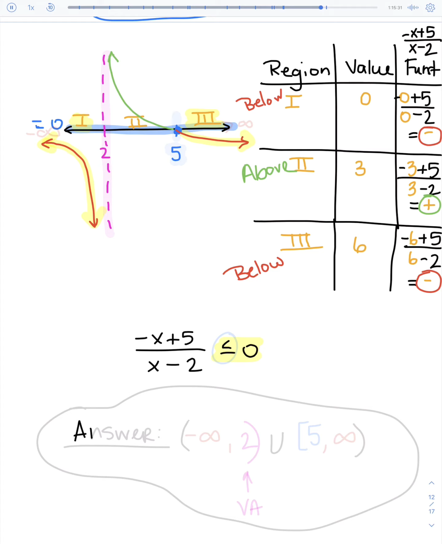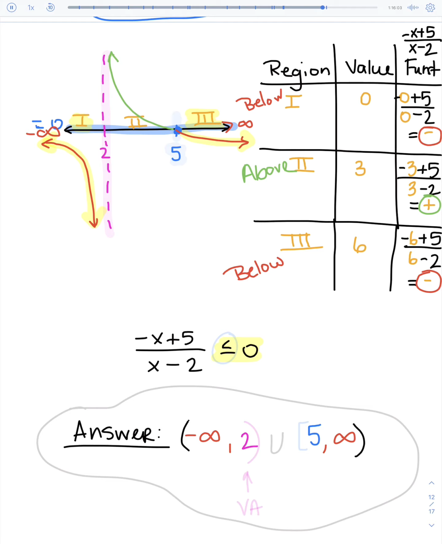So let's see how we're going to write that out. Our answer, which should be in interval notation by reading this graph from left to right, means we're going to start with region 1. Well, that means we start left at negative infinity and work our way up to 2. And then for region 3, we'll pick up at 5, and we'll continue along to the right towards positive infinity forever. As a reminder, both infinities always use parentheses.